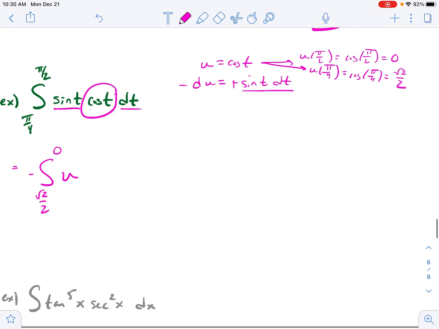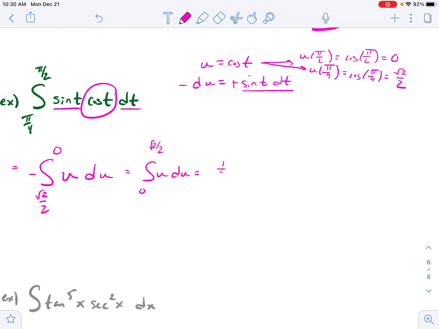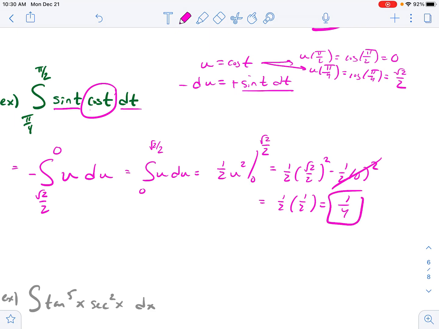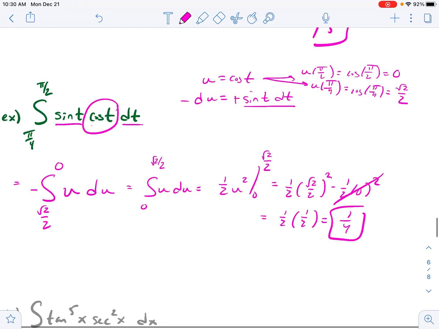Cosine is my u, sine t dt was my negative du. Once again, my larger bound is on the bottom, so I'm going to flip and negate. This becomes positive integral 0 to radical 2 over 2 of u du. So we get 1/2 u squared back, evaluated from 0 to radical 2 over 2. And we're going to have 1/2 times 1/2 again for an end result exactly the same as when we first did it, 1/4.